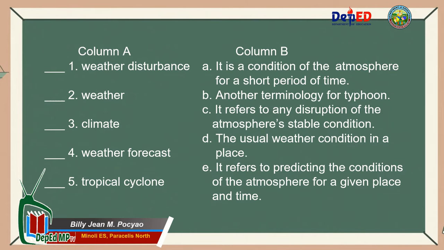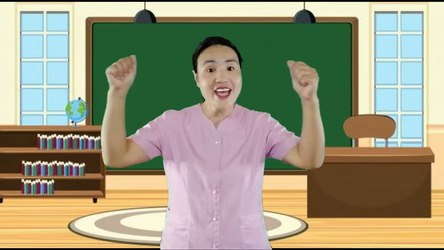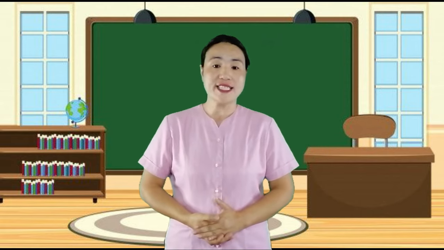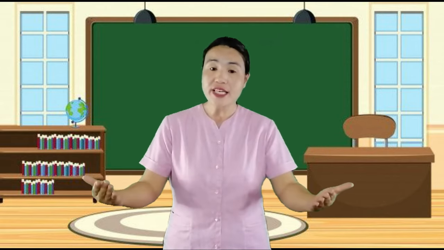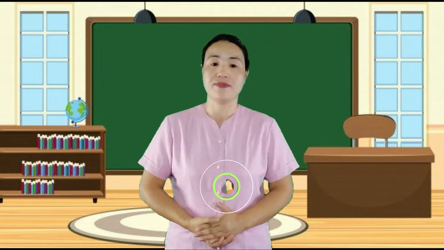Let's check if you can really recall your previous lesson. The correct answer for number 1 is C. Number 2 is A. Number 3 is D. Number 4 is E. And number 5 is B. Yay! We are done in What's In. We are now ready to our new lesson.